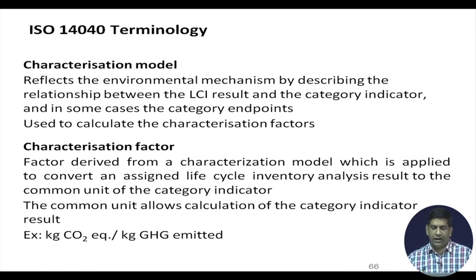It's the factor derived from a characterization model which is applied to convert an assigned life cycle inventory analysis result to the common unit of the category indicator. So the common unit allows calculation of the category indicator results. For example, kg CO2 equivalent per kg of greenhouse gas emitted. So here, if you remember, for methane we use the factor of 24, for nitrous oxide 298. So how much is the conversion factor per kg of greenhouse gas?